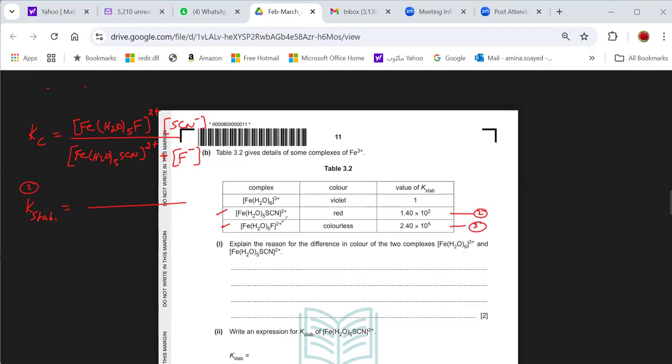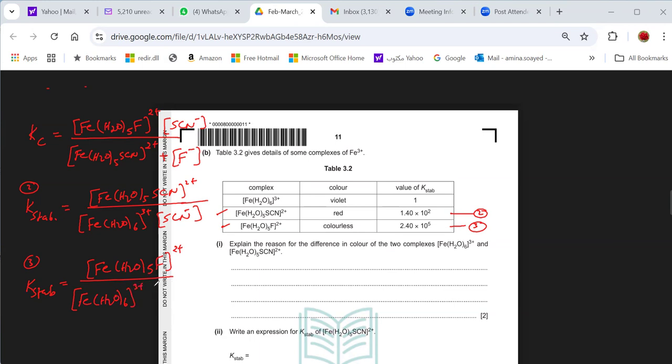So the K stability 2 is equal to the concentration of the [Fe(H2O)5SCN]2+ over the concentration of the [Fe(H2O)6]3+ times the concentration of the SCN negative, and the K stability for 3 is equal to the concentration of the [Fe(H2O)5F]2+ divided by the concentration of the [Fe(H2O)6]3+ times the concentration of the fluoride ion negative.